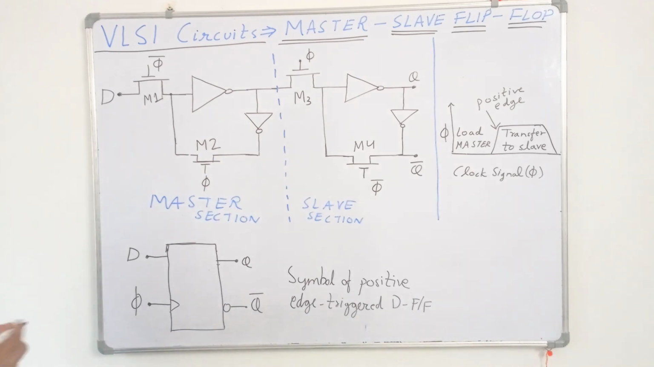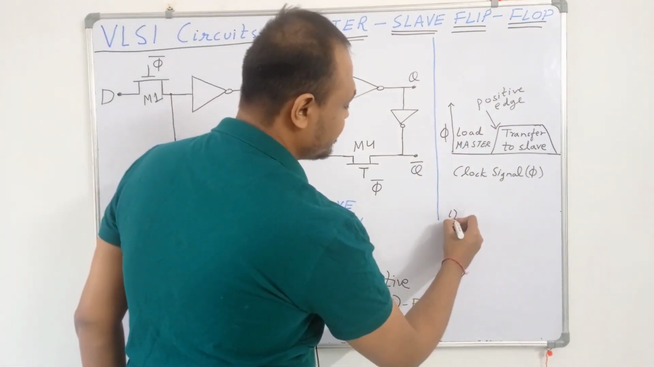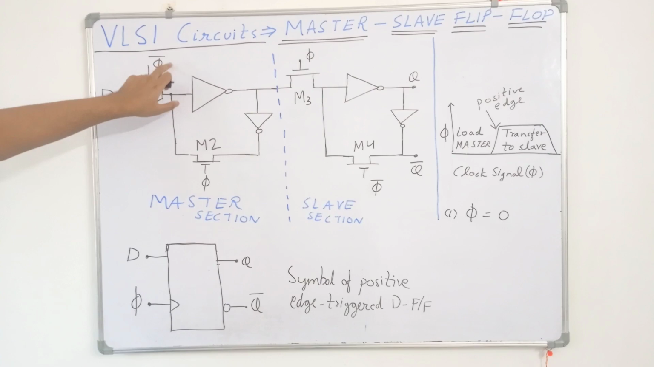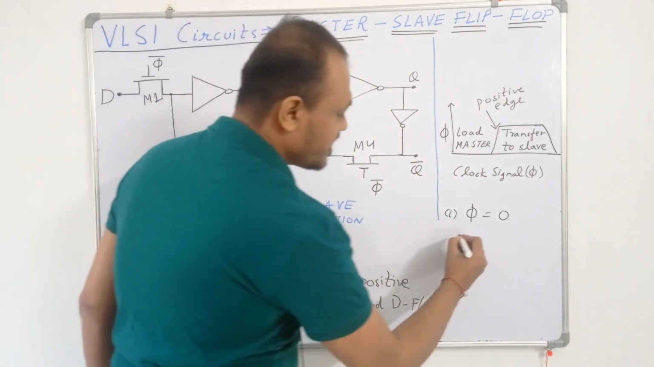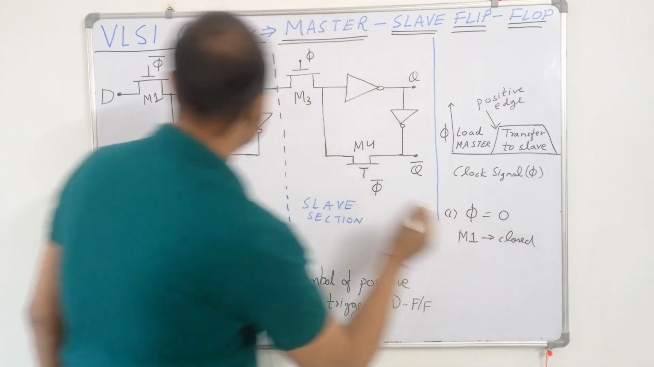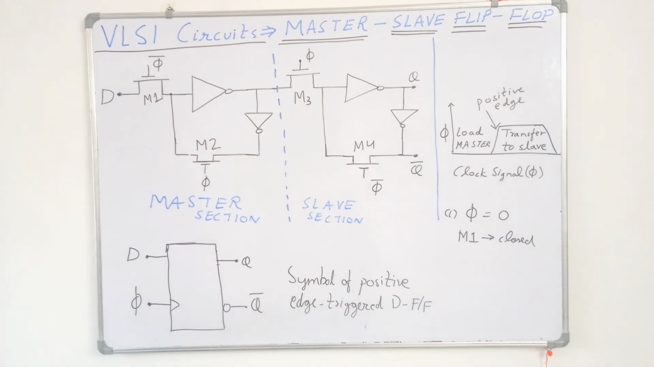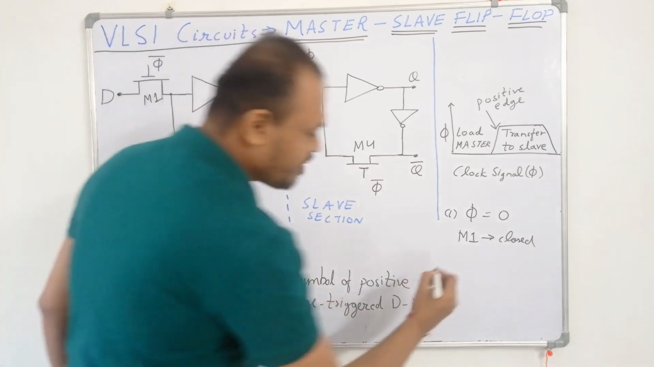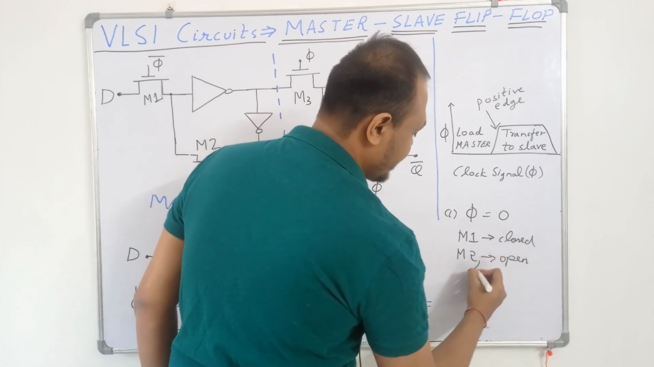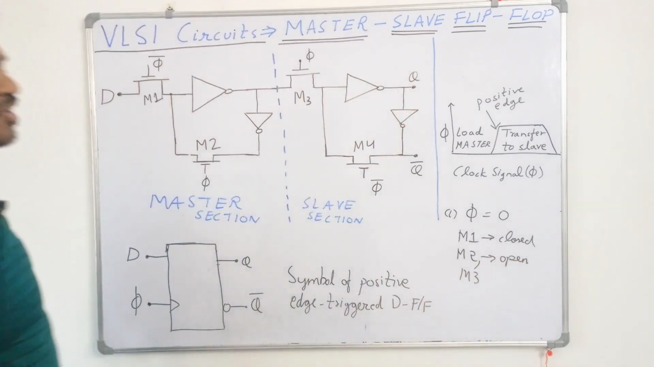In the first state, when phi is equal to 0, as you can see, this is phi, this is phi bar. When phi equals 0, M1 will act as a closed switch, and similarly in this phase M2 and M3 are open.